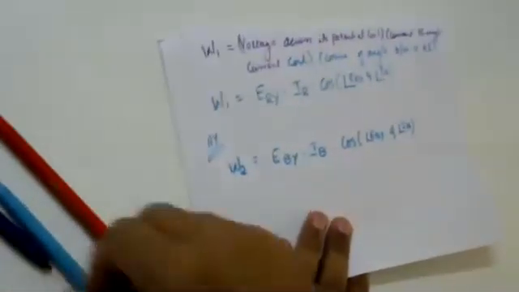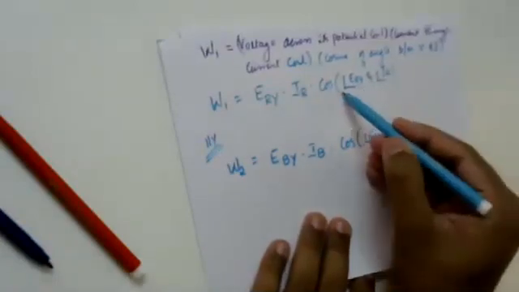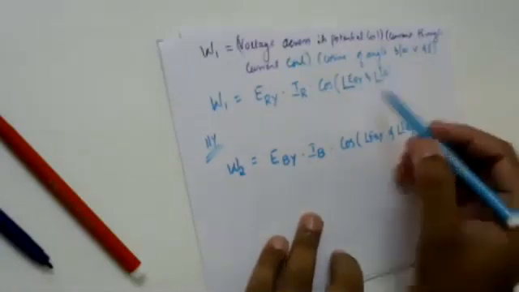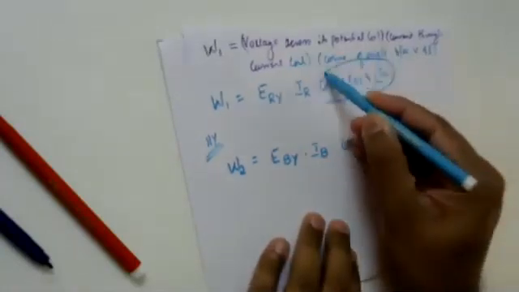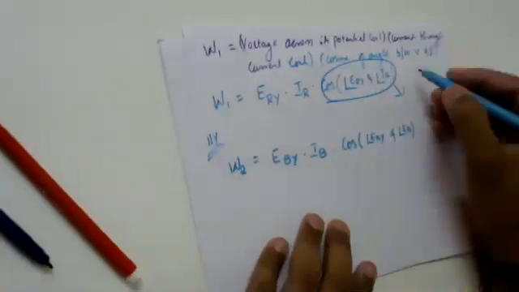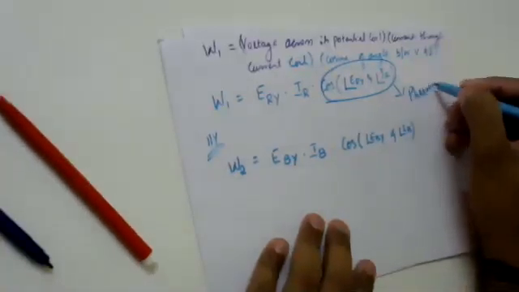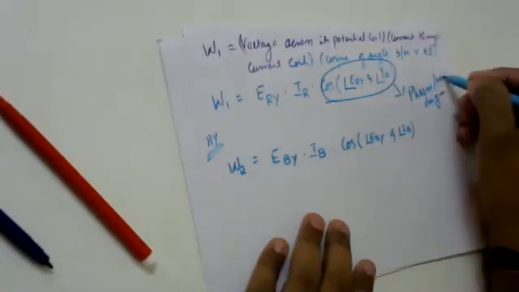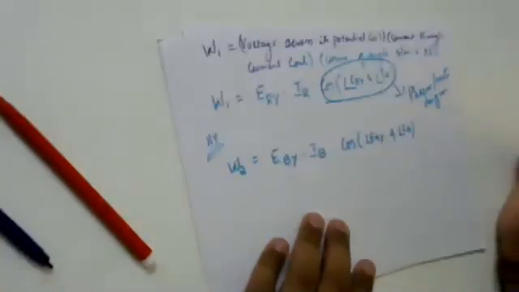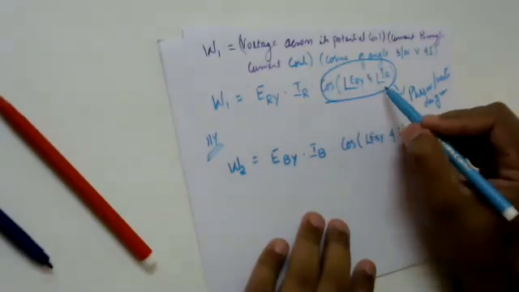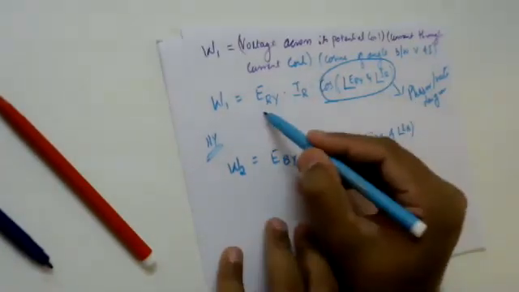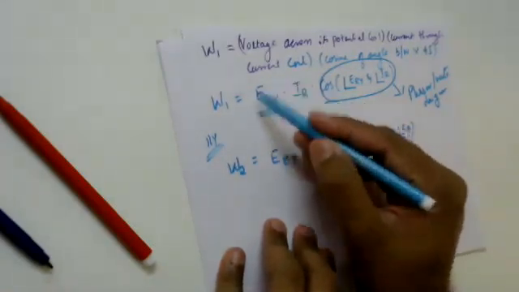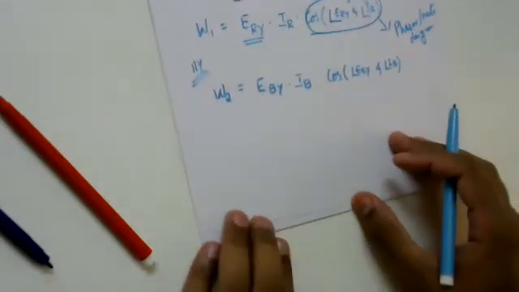What data do I want? I want the cosine of the angle between ERY and IR. This data I want from the phasor diagram, or from the vector diagram. So what is the cosine of the angle between ERY and IR? First I should build this vector, that is ERY. So how to build this vector ERY?